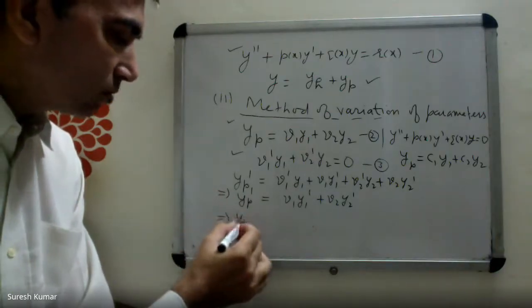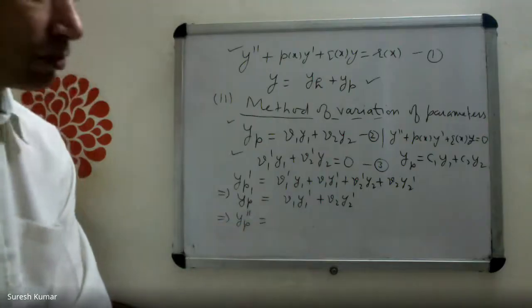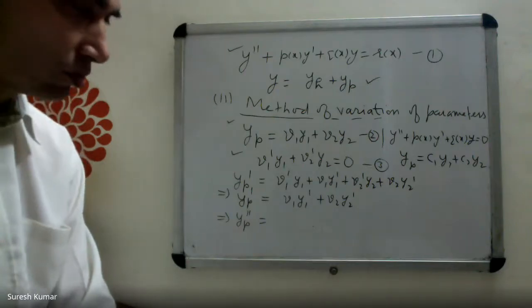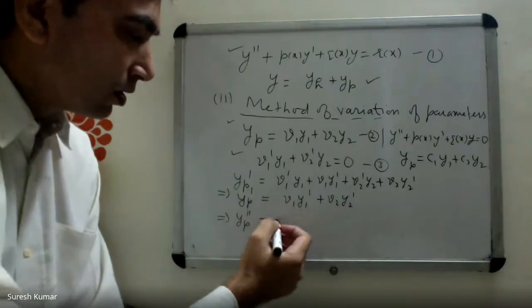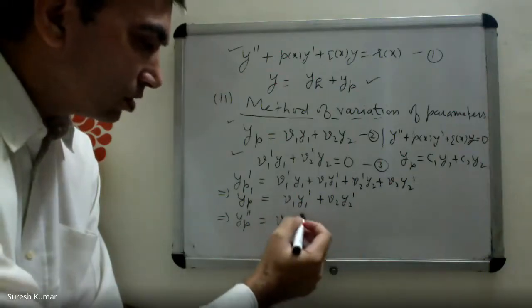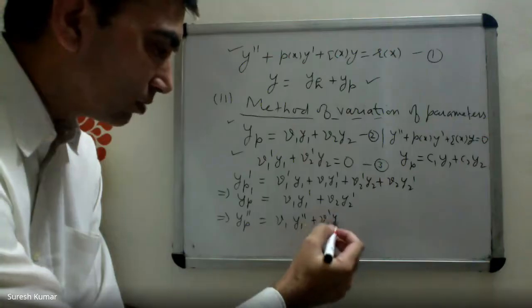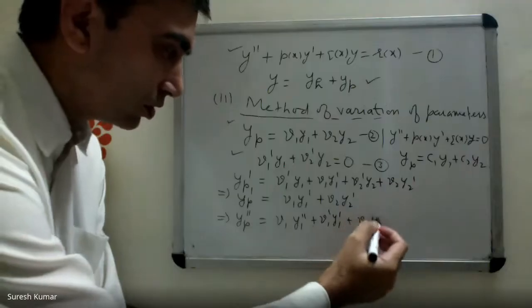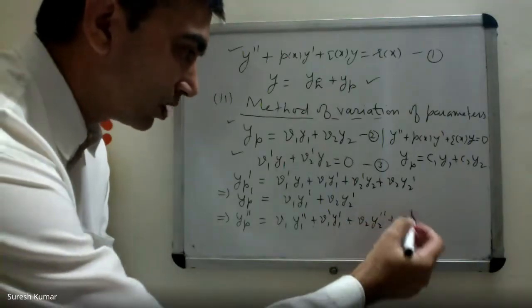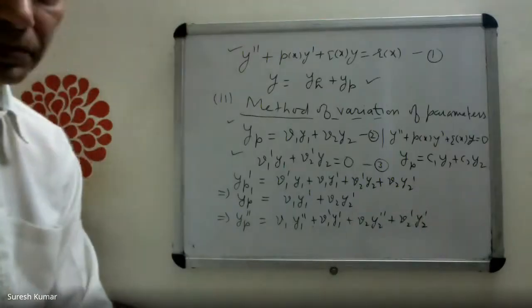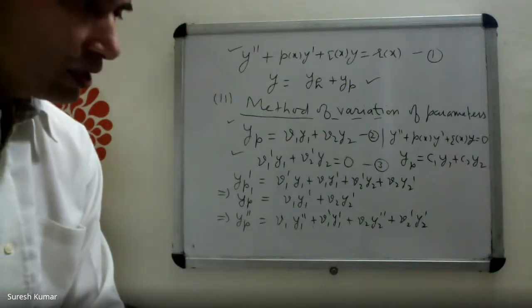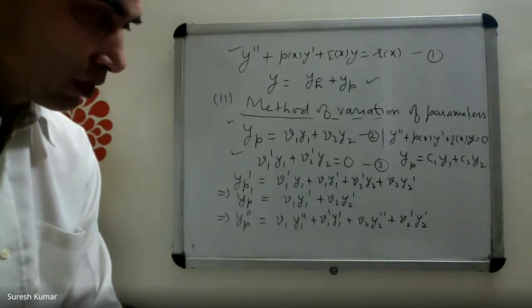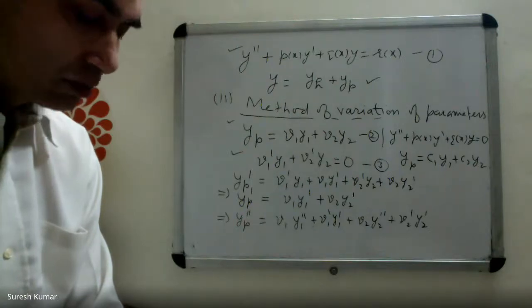From this you can write yp''. Again differentiate with respect to x. Remember that v1, v2 are functions of x, so you are applying the product rule. v1 as it is times y1'' plus v1' y1'. This is the derivative of this term with respect to x. Then v2 y2'' plus v2' y2'. Is it okay? Up to this, is it fine?